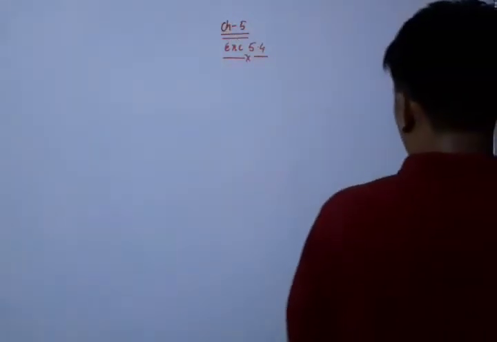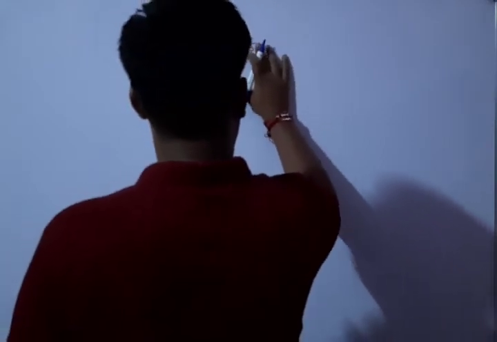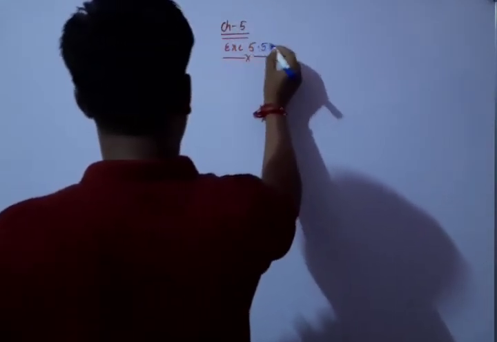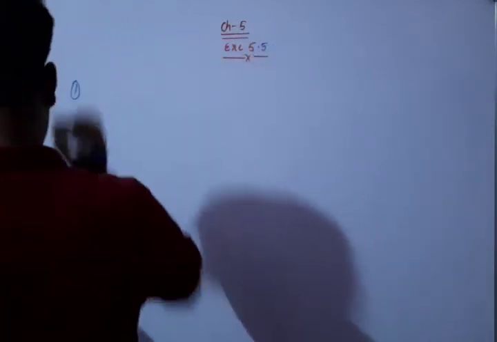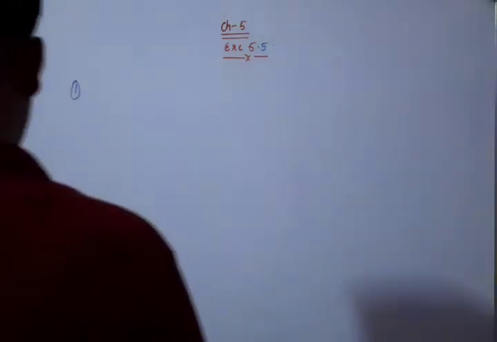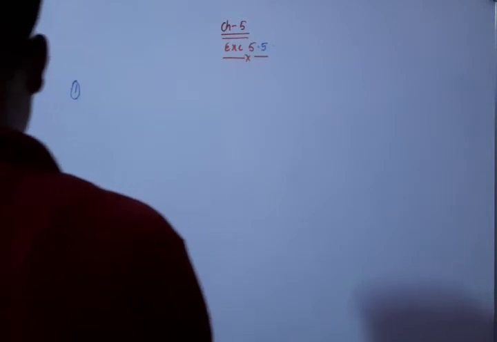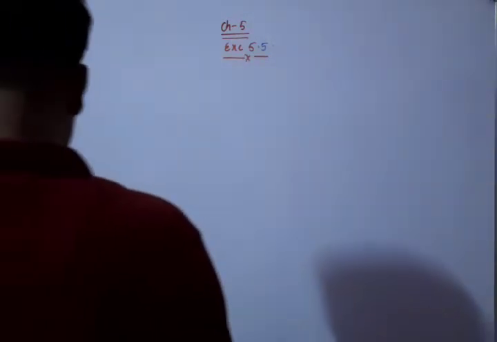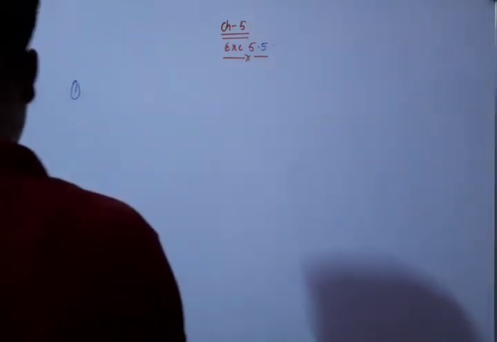Exercise 5.5, question number 1. Which of the following are the models of perpendicular line? A. Adjacent edge of a tabletop.